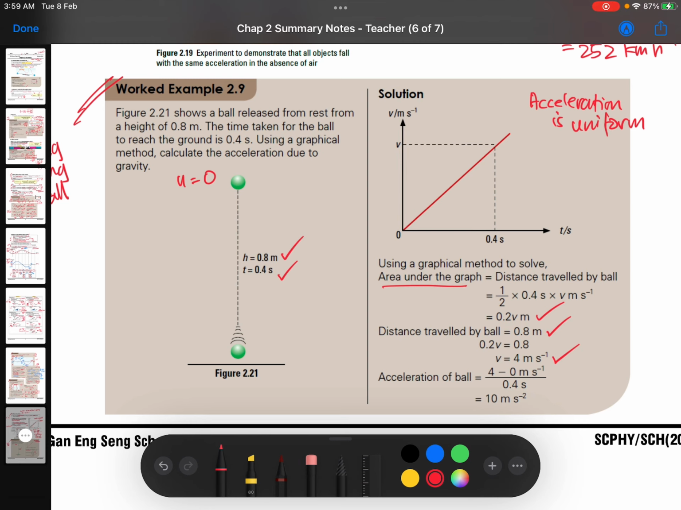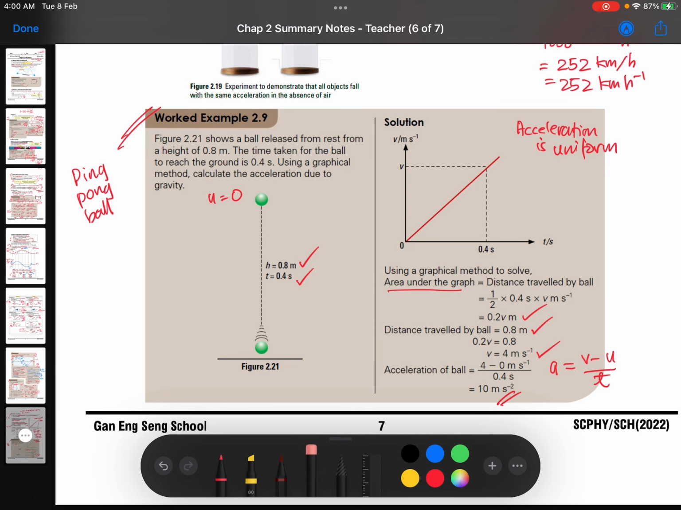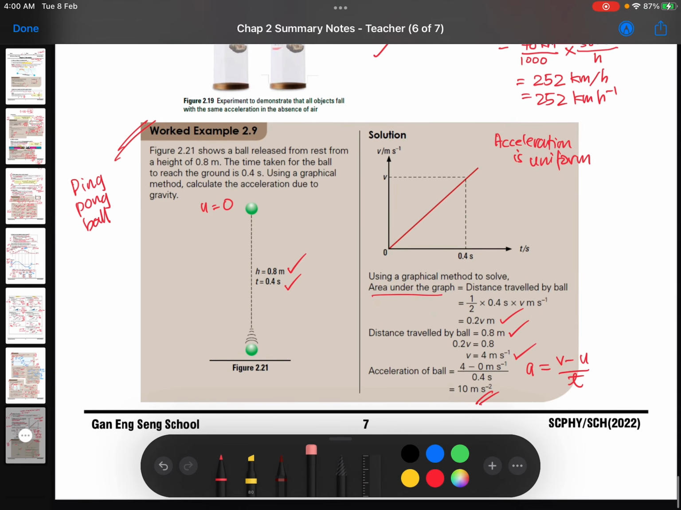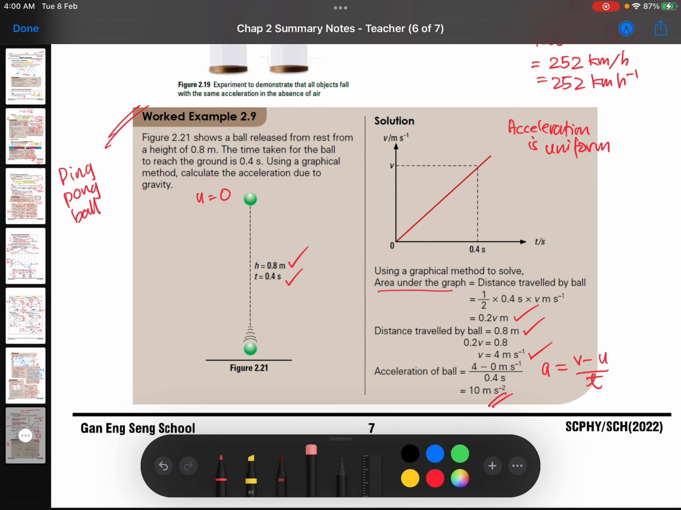Now, if you want to know the acceleration of the ball, you use a equals v minus u divided by t. So what you have is 4 minus 0 divided by 0.4, which is 10 meters per second squared. So this is the example. There are times where you need to use some of these formulas, but if you don't practice, you have no exposure to it, so you will have problems doing this.